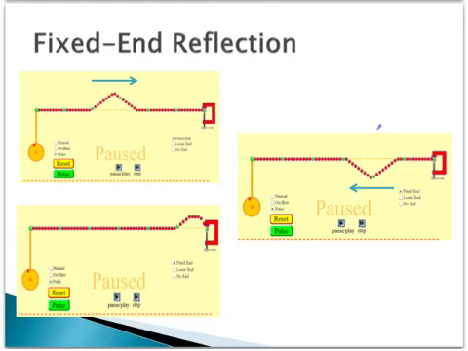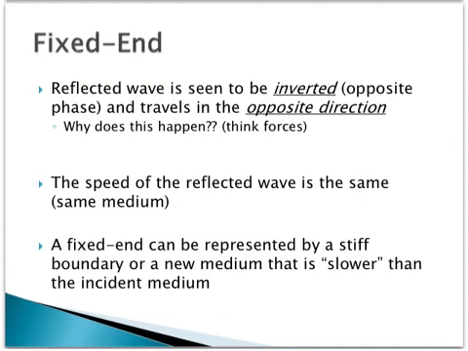And then after the reflection, once you saw the reflected wave, you should have noticed that first the direction of the wave obviously changed. That should be an obvious thing if it's really bouncing off that boundary. And the other thing you should have noticed is that the phase of that wave is inverted. So, summarizing these things, with a fixed end, the reflected wave is seen to be inverted, meaning it's the opposite phase. Where it is a crest, it'll go to a trough, and if it's a trough, it'll go to a crest, and also it travels in the opposite direction. Think of it, if it's reflecting back, it's bouncing back in the new medium.